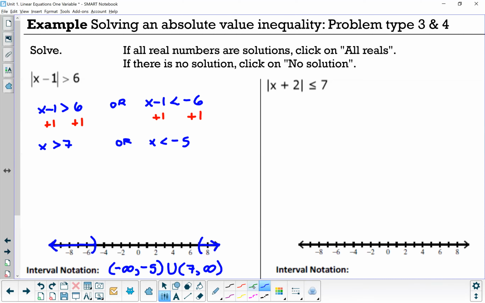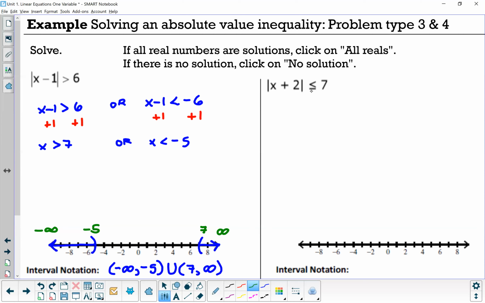And let me just break that down a little bit in case we need a review for interval notation. Remember, you're going from left to right. So whenever I see this arrow going infinitely in one direction, I know this is -infinity. And then it goes up to -5. So that's my first part of my interval. Then the second part of the graph starts at 7, that's the left, and it goes up to infinity. So that's the second part of my interval.